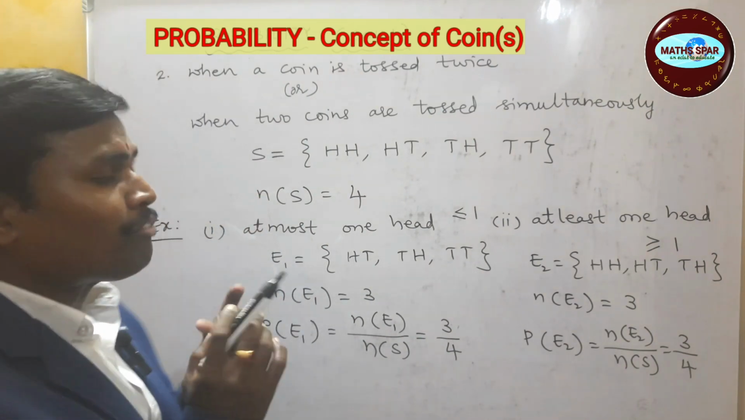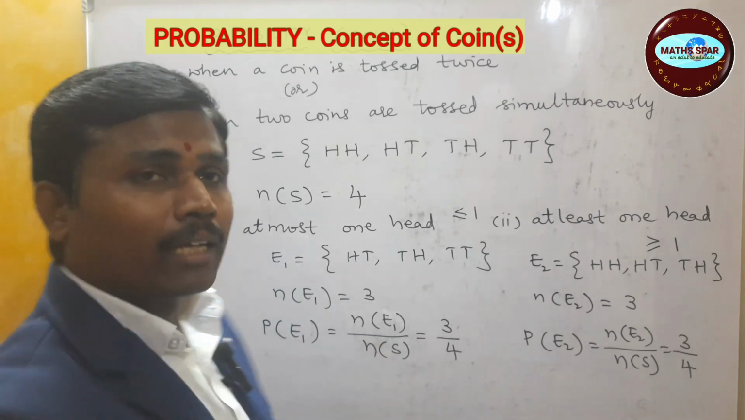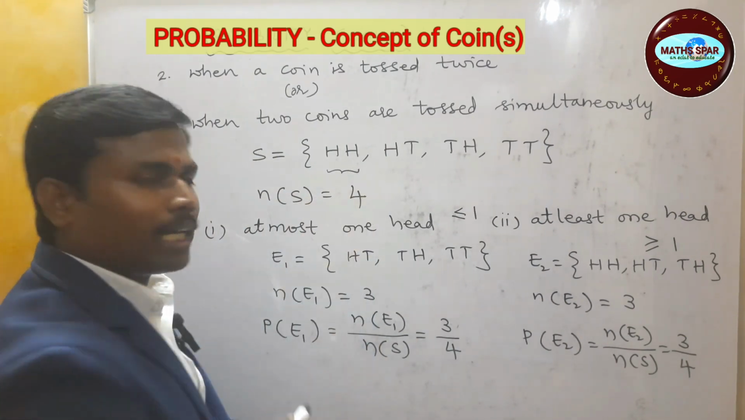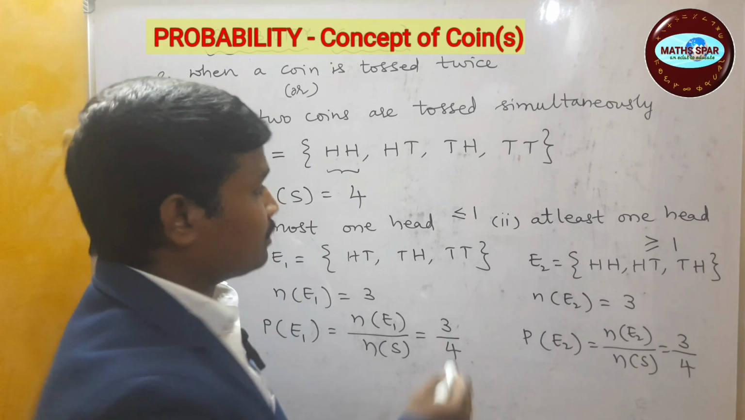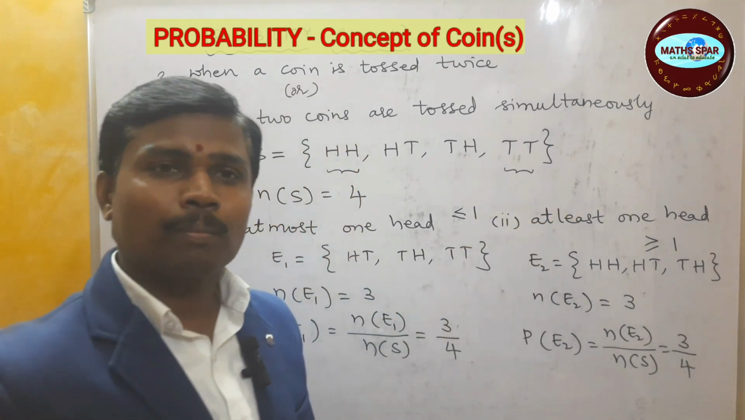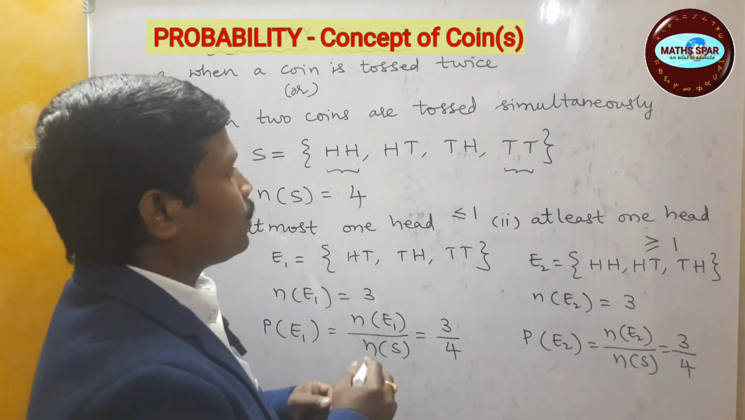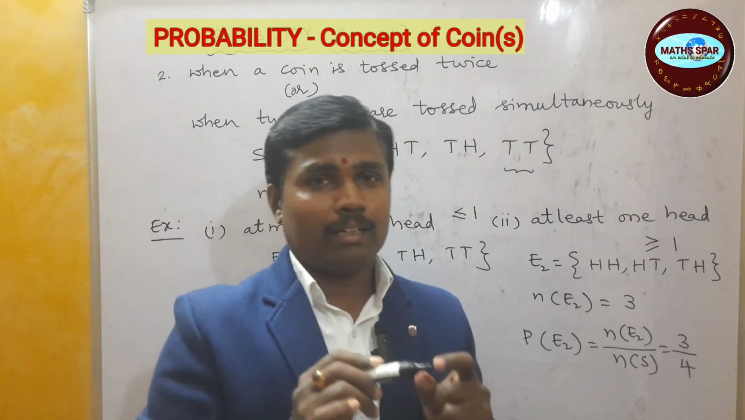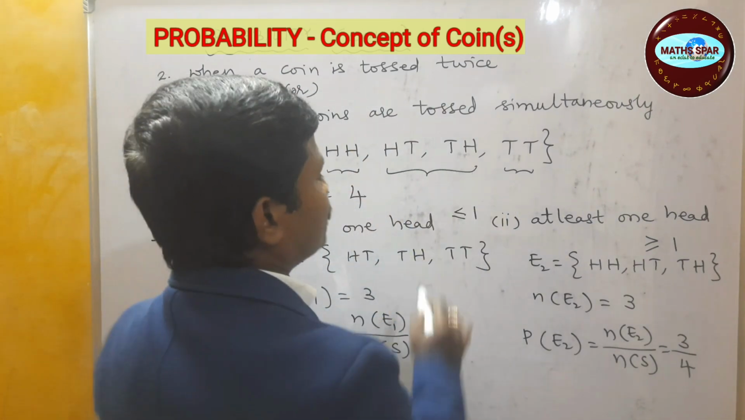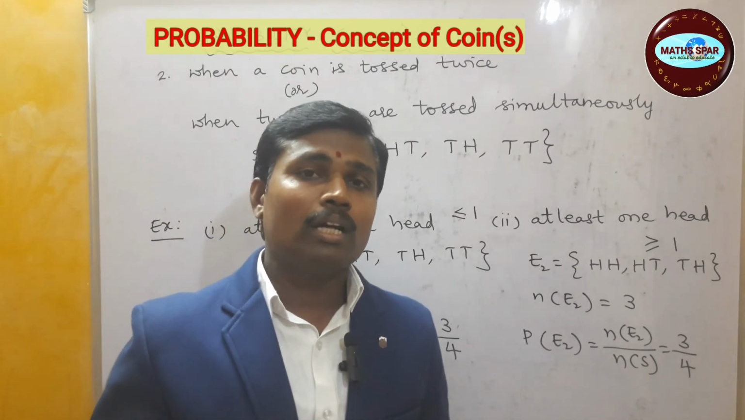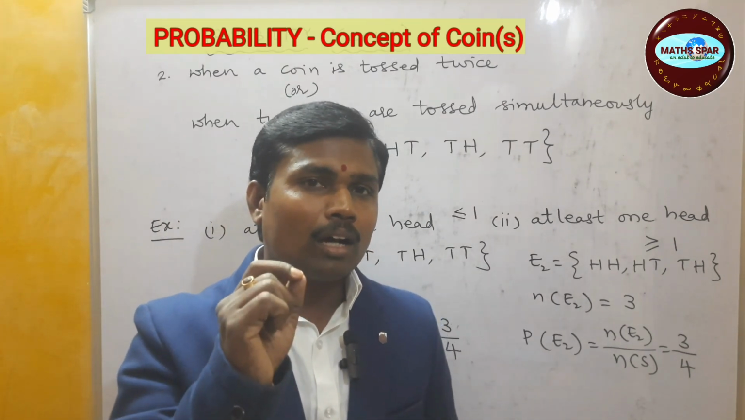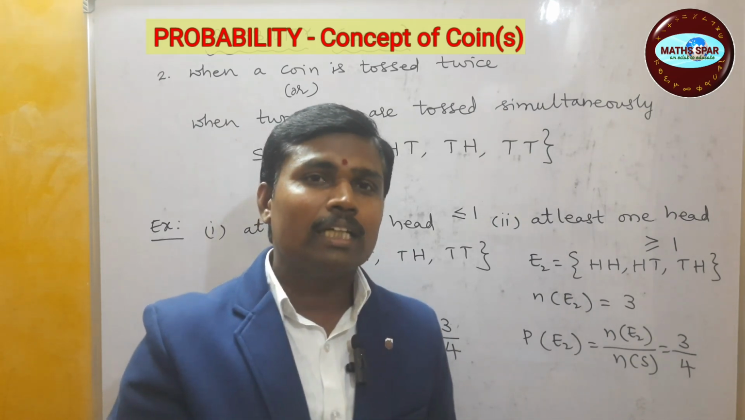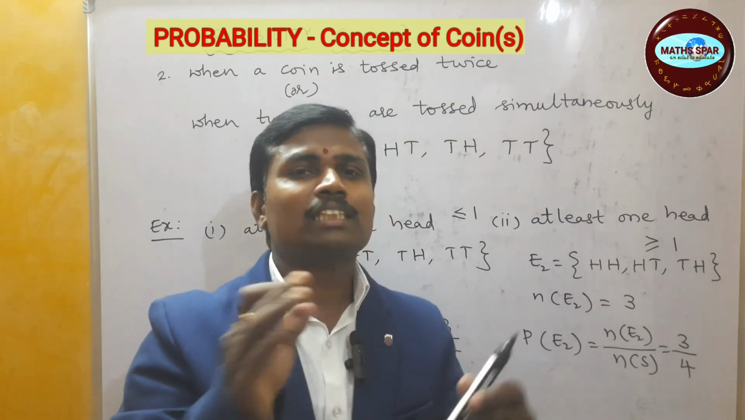Then if a question is asked like both heads, then only head head will come. Both tails, then only tail tail will come. Suppose it is asked that the outcome should be a head and a tail, then both these events will come. Now let us look at a coin tossed 3 times or 3 coins tossed simultaneously.